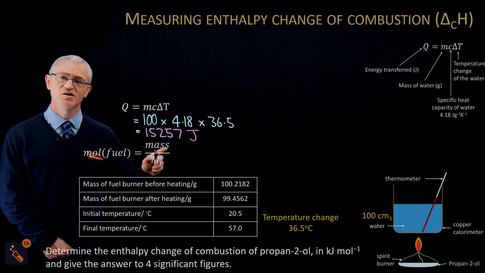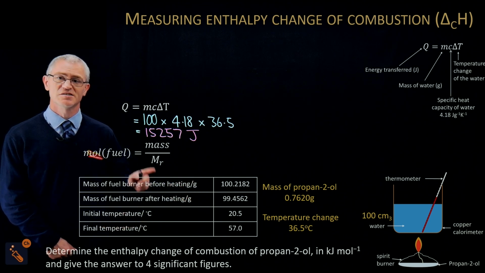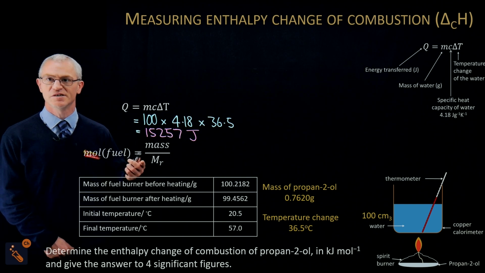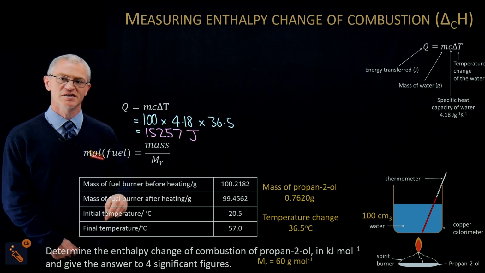So where do we get the mass? We get the mass from here. So the difference between those is the mass of propan-2-ol. Now, as well as that, we need the Mr. So hopefully, again, stop the video, calculate the Mr yourself, try and make it interactive. Now, the Mr of propan-2-ol is 60.